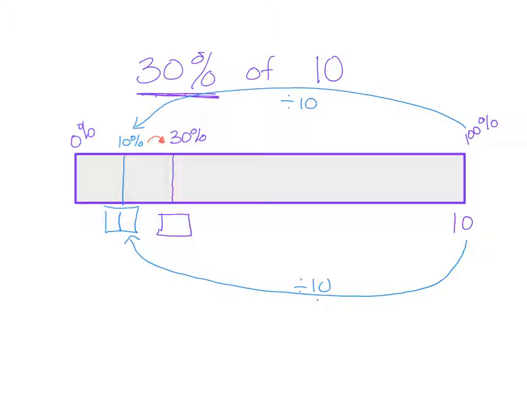So now I have to make this jump here, 10% to 30%. I make that jump by multiplying by what? 10 times 3 is 30. Okay? So if I multiply from here to here by 3, then to get this distance on the bottom, I have to multiply by 3 as well. So what's 1 times 3? That's 3. Okay? So let's go on to the next one.